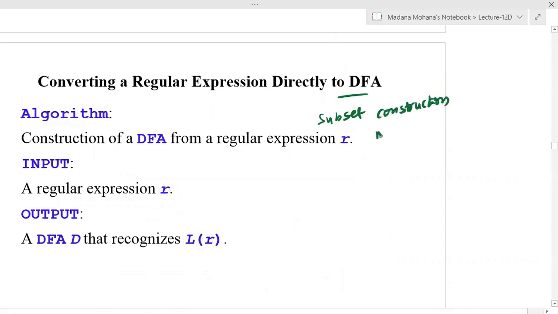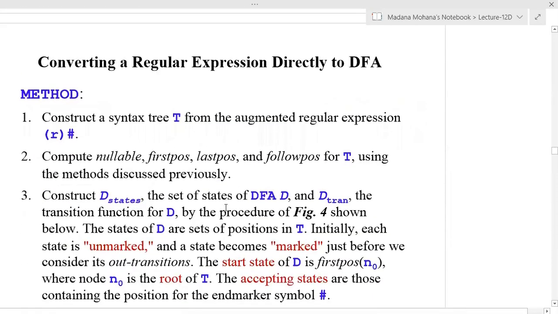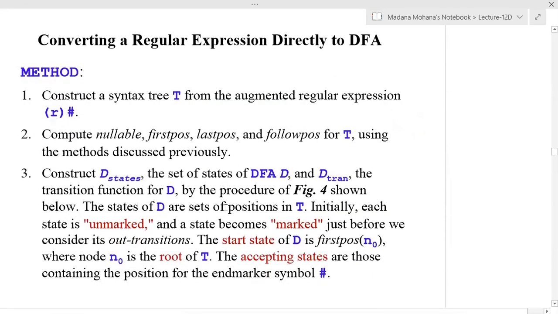Subset construction method. Using the same method in this algorithm, here is the difference you can observe. First, the name of the algorithm: construction of a DFA from a regular expression. The input is a regular expression R, and the output is a DFA D that recognizes L(R). Now see the method. First, the above constructions we will use here.